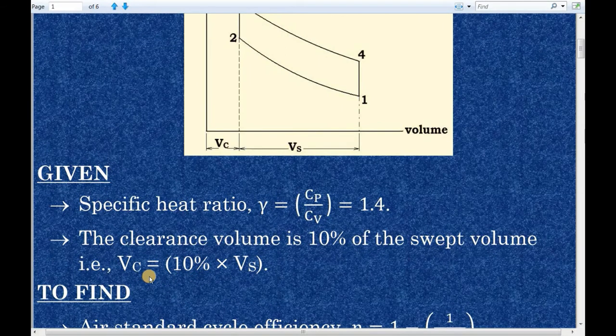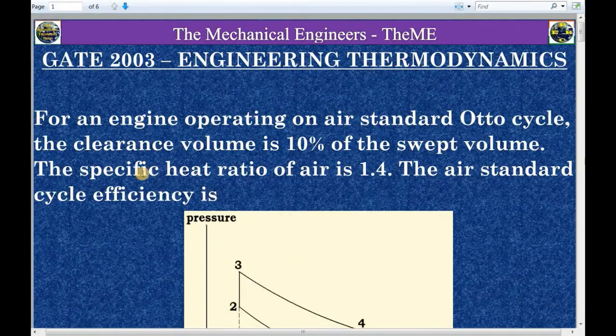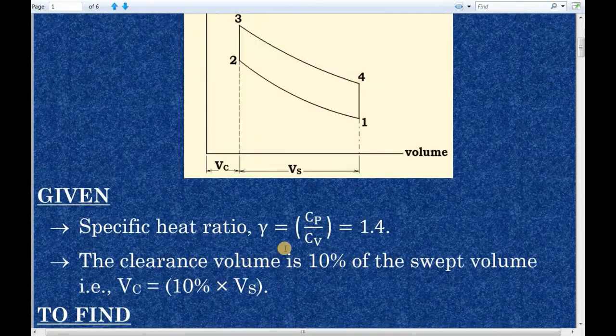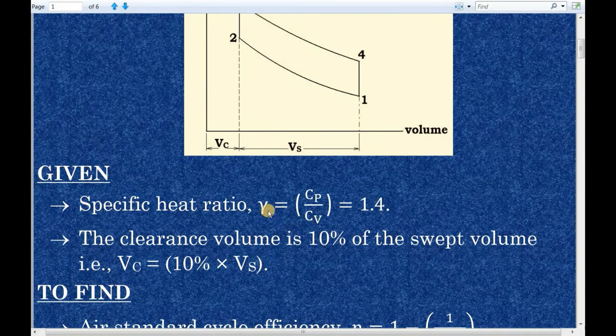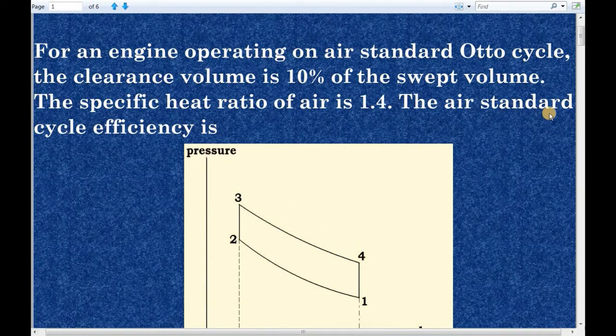And the specific heat ratio of this engine is 1.4, which is the adiabatic constant, because specific heat ratio is Cp by Cv, which is nothing but gamma. Therefore, specific heat ratio is the adiabatic constant and the value is 1.4. So, in this question, we have to find the air standard efficiency of this engine.